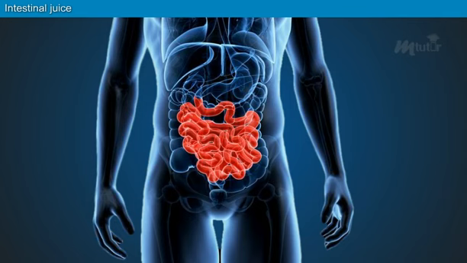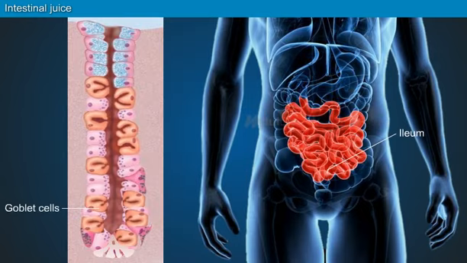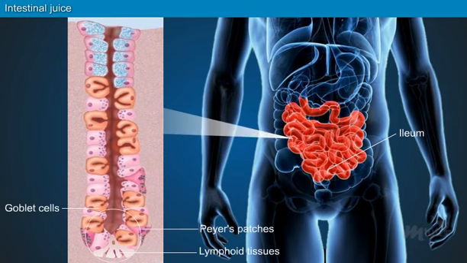Ileum: it means to roll, or coil. The lower 60% of the small intestine is called the ileum. Its main features are that the goblet cells of the mucosa and lymphoid tissues reach their maximal density. It contains aggregated lymphatic follicles, known as Peyer's patches.